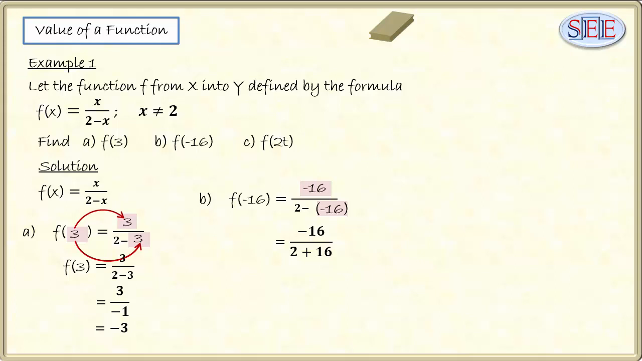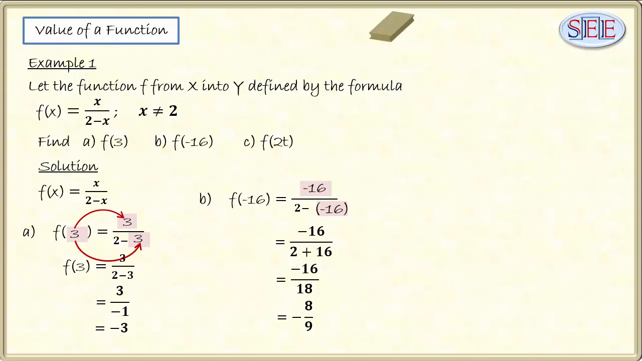So adding 2 and 16 gives us 18. So I'll now have the f of minus 16 to be equals to minus 16 all over 18. In reducing this to simplest form, I now have minus 8 all over 9. I have divided both numerator and denominator by 2. So the value of the function at x equals to minus 16 is now minus 8 over 9.